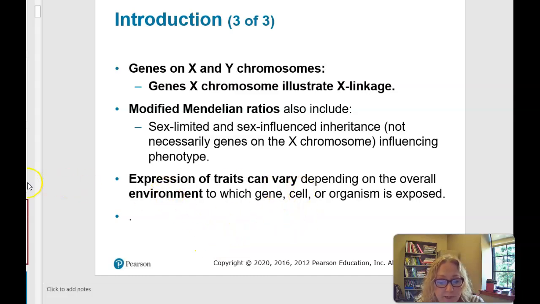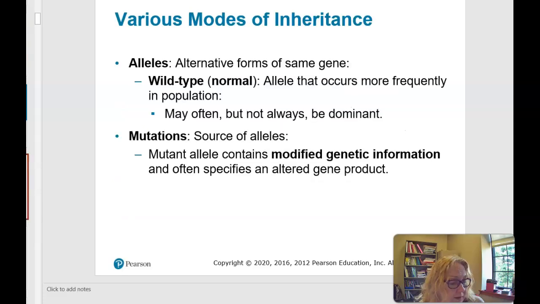Expression of the traits can vary depending on the overall environment in which the gene is exposed. So we'll talk about Himalayan rabbits and things like that. Again, we have alleles. Alleles are the alternate forms of the same gene. So big A, little a, whatever you want to call it.